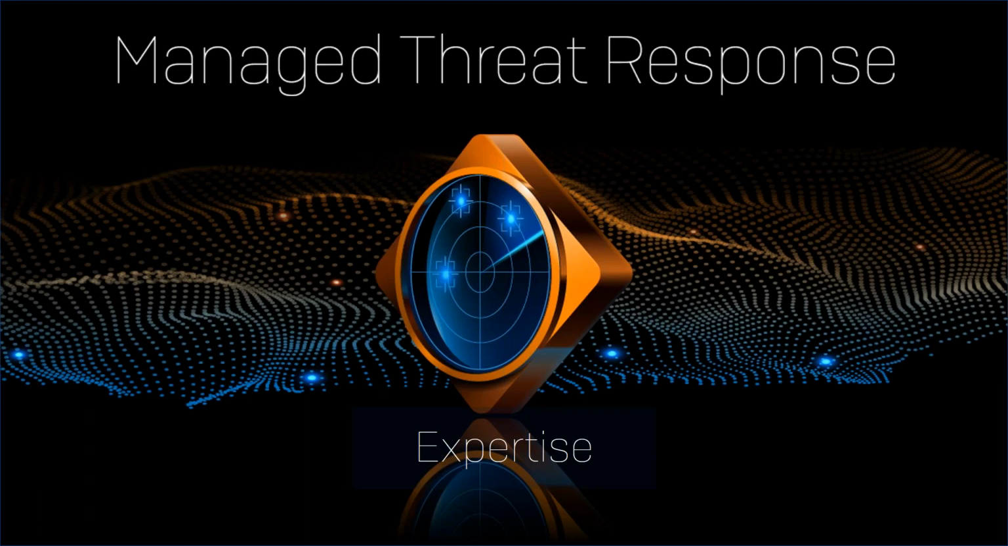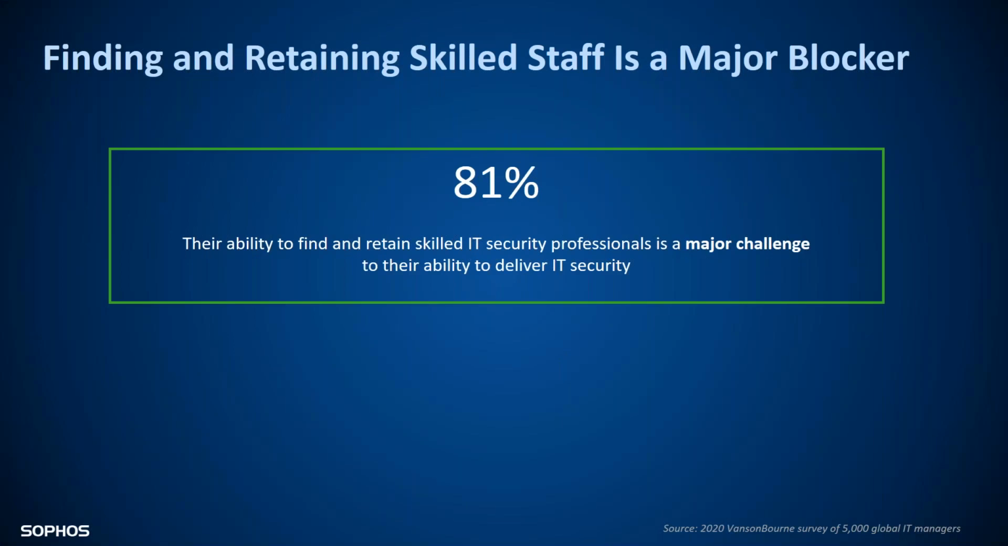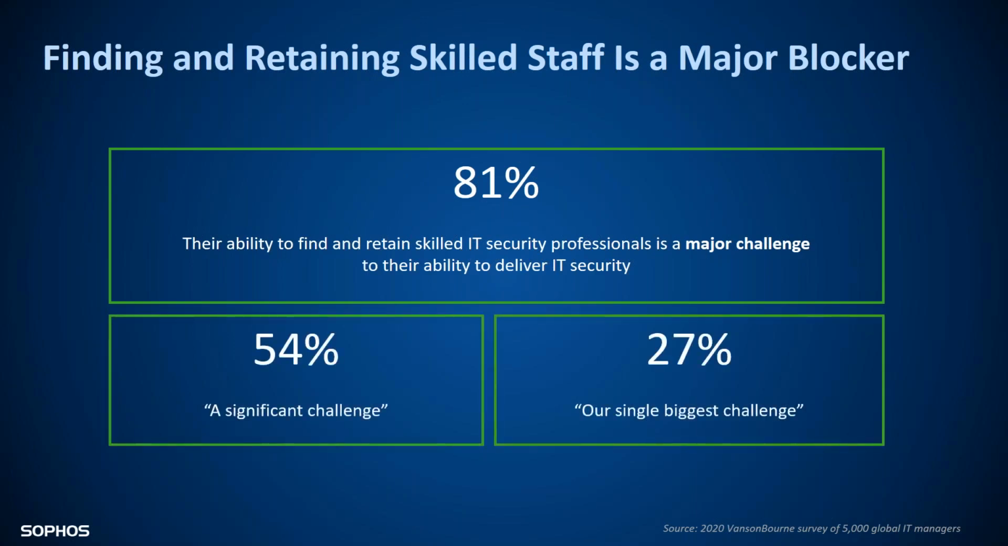And once we move from the visibility, let's go into expertise. The expertise phase is that if you would like some help with monitoring your network and doing these kinds of threat hunting and stuff like that, that's where Sophos has our MTR service, or Managed Threat Response. And as part of that survey that I mentioned earlier, 81% of those surveyed said that they find it really hard to find and retain skilled IT professionals. And 54% of them said it's a significant challenge, while 27% of them said it was their biggest challenge. So being able to hire the IT staff that knows how to do threat hunting and these kinds of things can be the big challenge.